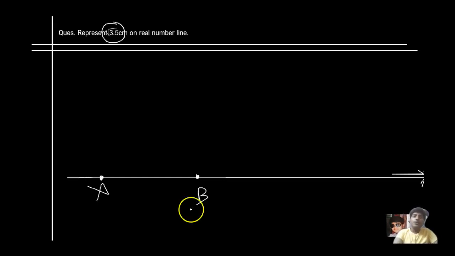So AB's length would be 3.5 centimeters. Now why 3.5 centimeters? Because we are supposed to represent root 3.5 centimeter on a number line. To make it very clear, if we were supposed to represent root 1.2 on a number line, then we would have taken AB's length as 1.2 centimeters. If we were supposed to make root 9.6 on a number line, we would have taken AB's length as 9.6 centimeters. So the number under the root is the measurement which we will take as AB.